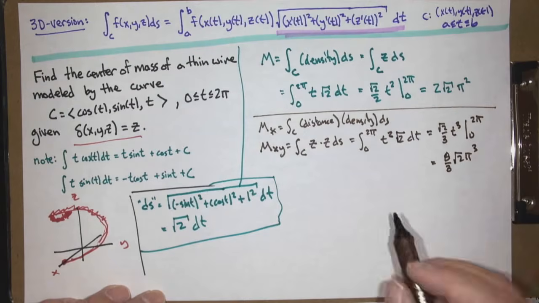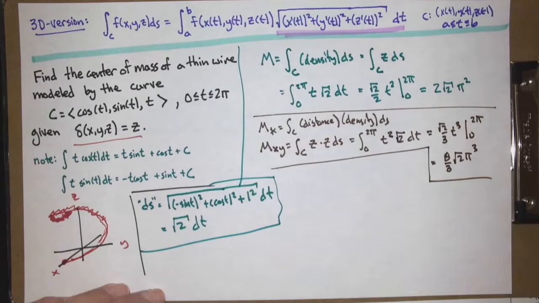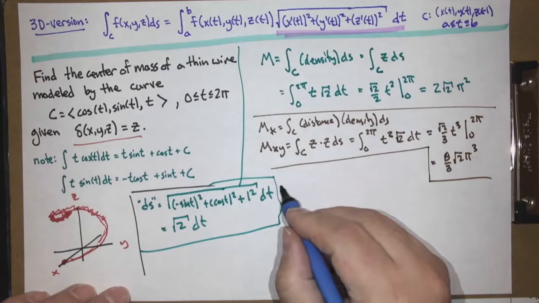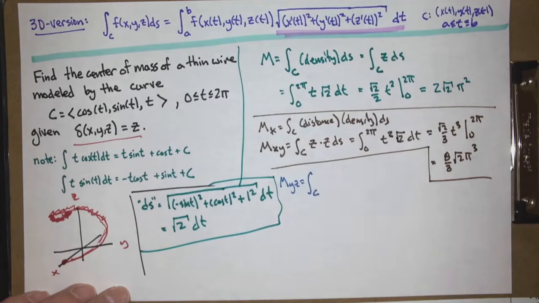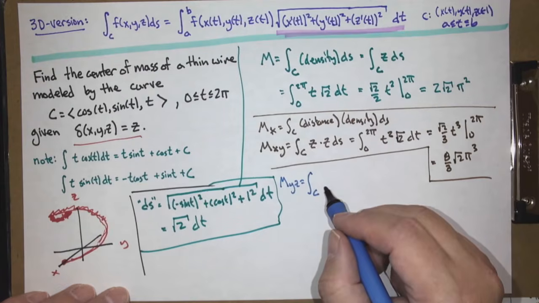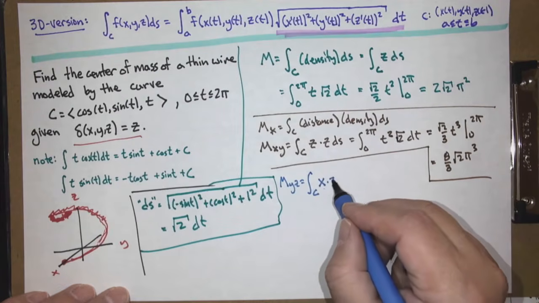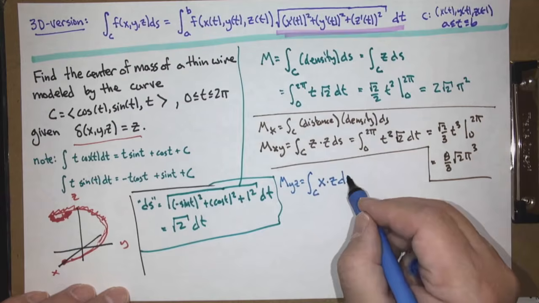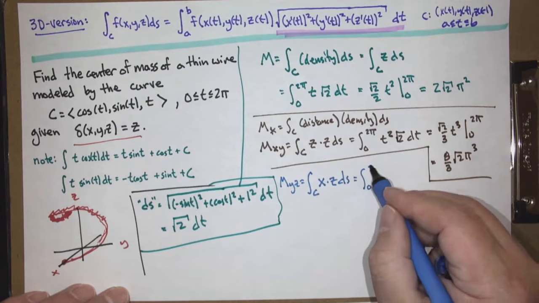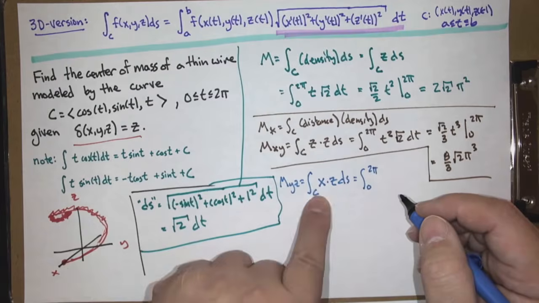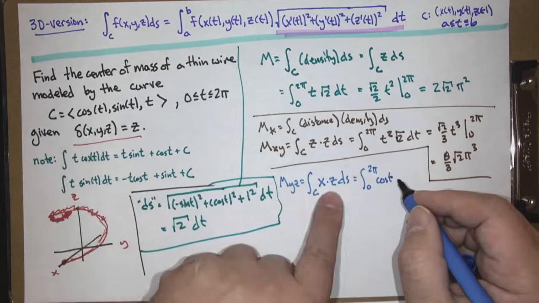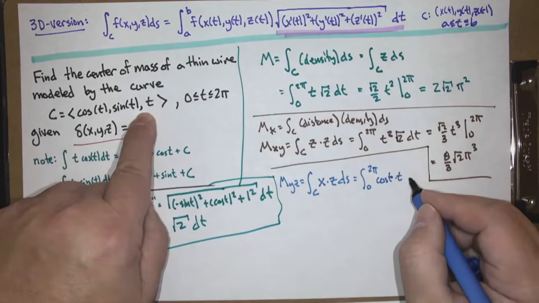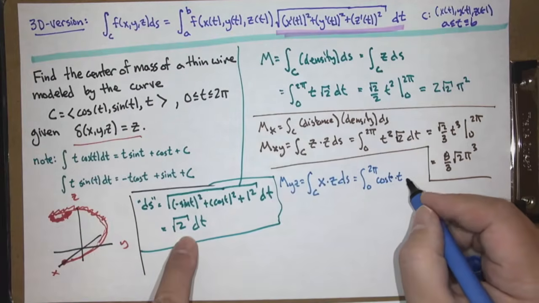What's our next moment we're going to tackle? YZ. Cool. Moment with respect to YZ. What's our distance to the YZ plane? It's x. Z is our density, ds. So we get 0 to 2 pi. X is cosine t. Z is t. And then ds is square root of 2 dt.